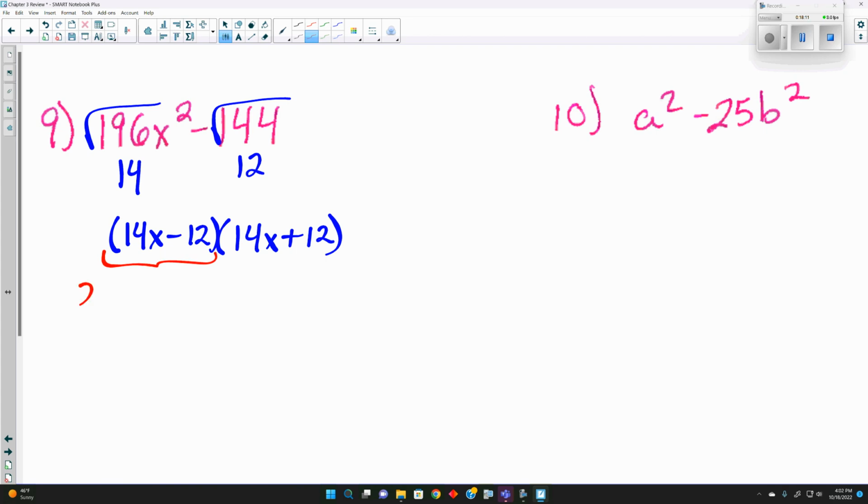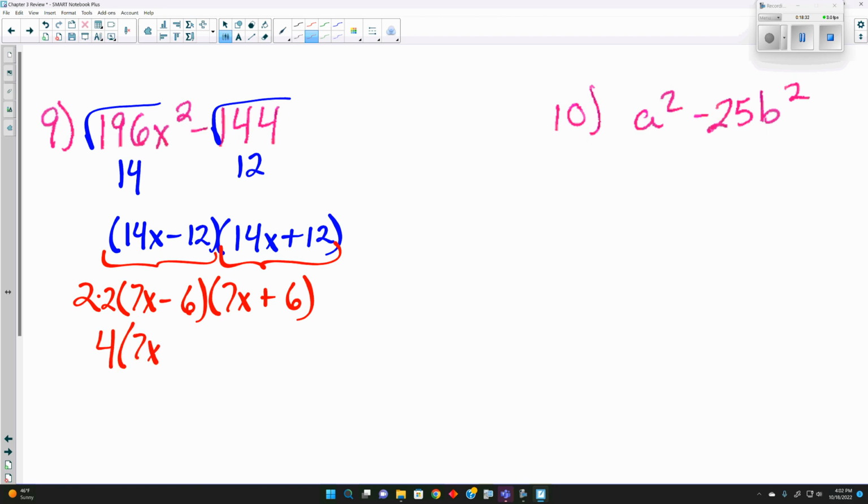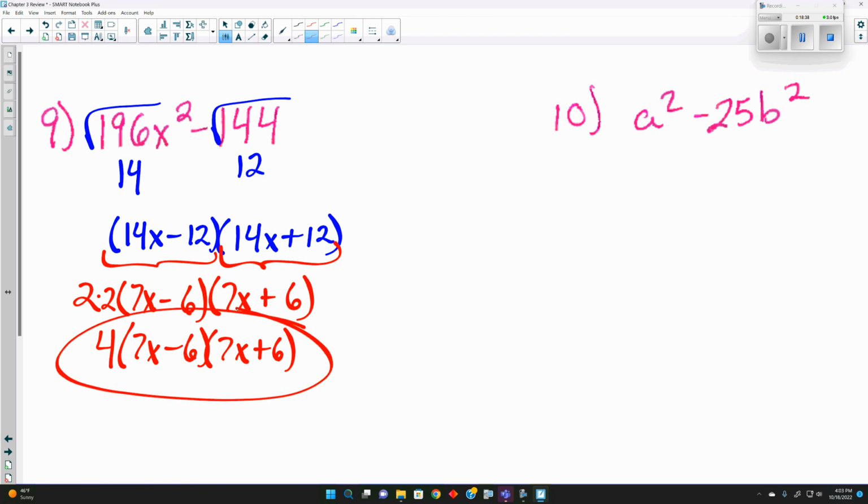But 14x and 12 does have a greatest common factor of 2. We can pull out 2, which would leave us with 7x minus 6 if we divided both of those by 2. Same with the other one here, which would leave us with 7x plus 6. And 2 times 2 is 4. We still get the same answer. And that's it there.